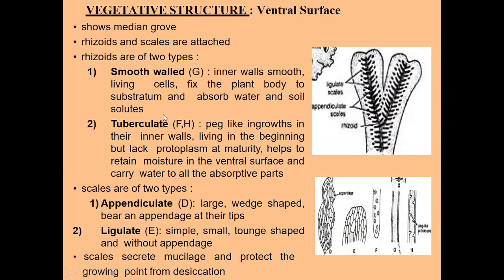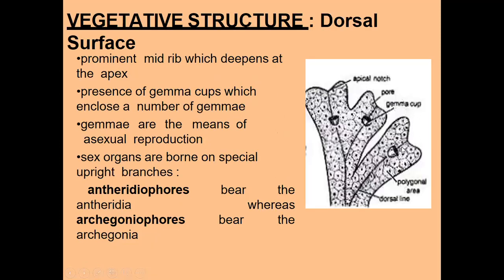Now, when we come to the ventral surface of the Marchantia, the ventral surface is dark brownish in color, and the dorsal side is green in color. It is dichotomously branched and performing photosynthesis. Here we can see the pores also. On the dorsal side, you can see the presence of pores, the small openings.